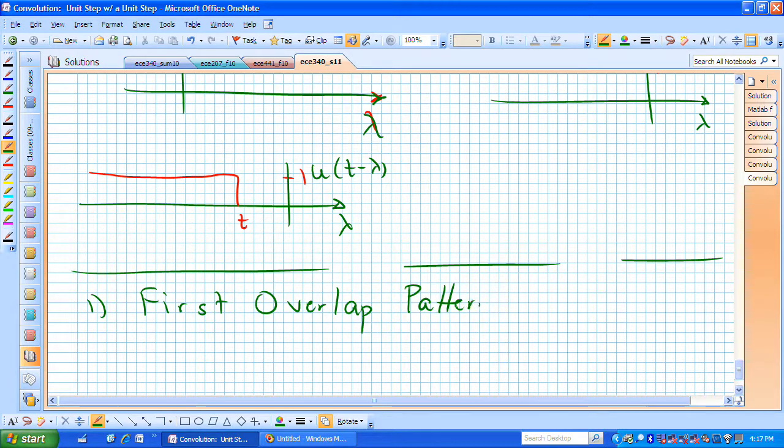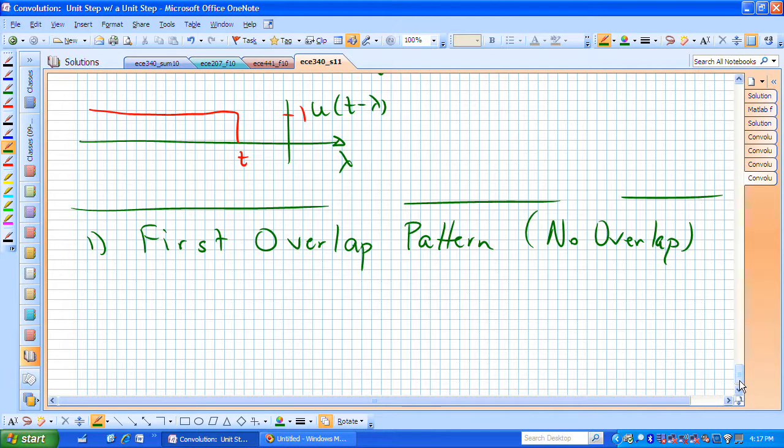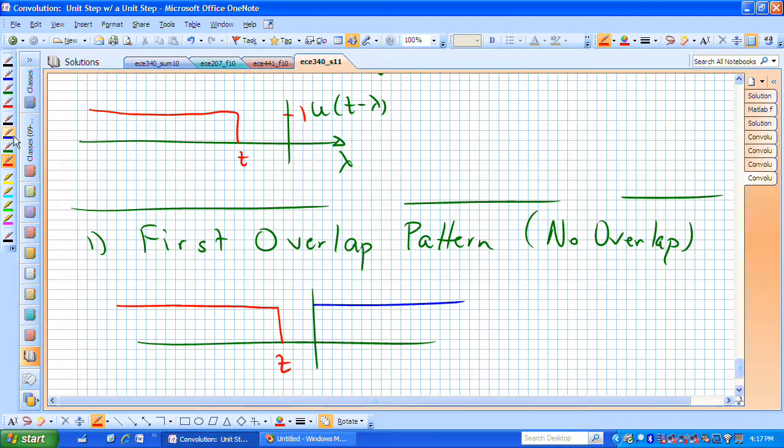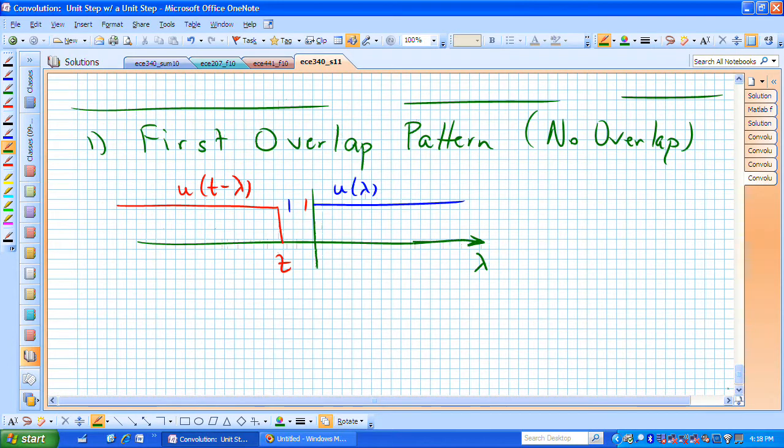The first overlap pattern, like in the past, is the no overlap case. In the no overlap case, pictorially or graphically, here is our u of lambda, and here is our u of t minus lambda. They both have amplitudes of 1. Here is u of lambda. Here is u of t minus lambda. Our independent variable is lambda.